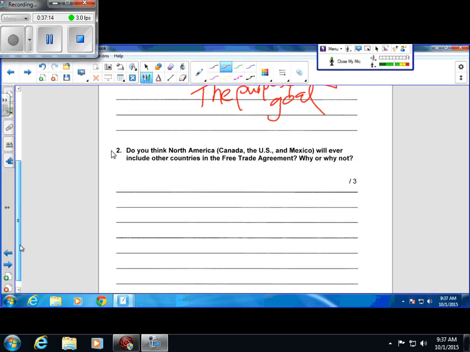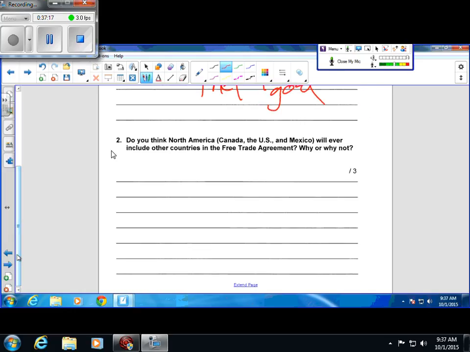Question number two. This is your opinion. Do you think North America, Canada, United States, Mexico, will include other countries in the free trade agreement? Why or why not? Again, there's no right or wrong answer. It can be, yes, I think North America will include other countries in the free trade agreement, or no, I do not think North America will include other countries. And state why, because.